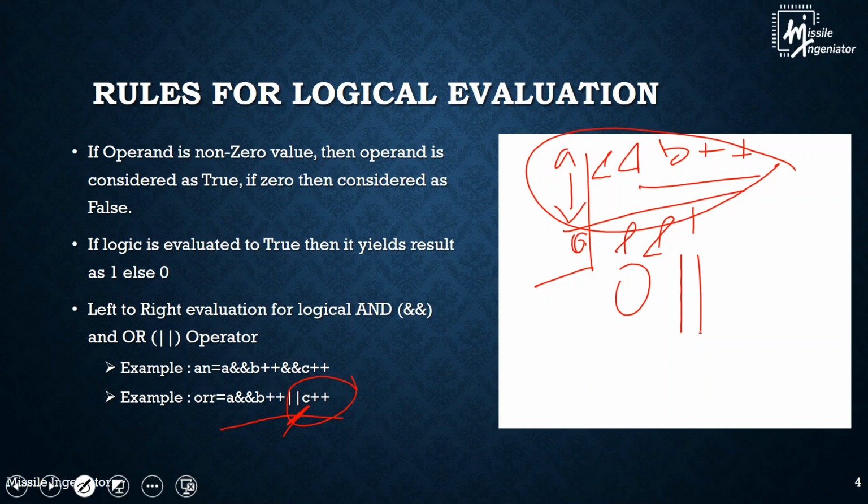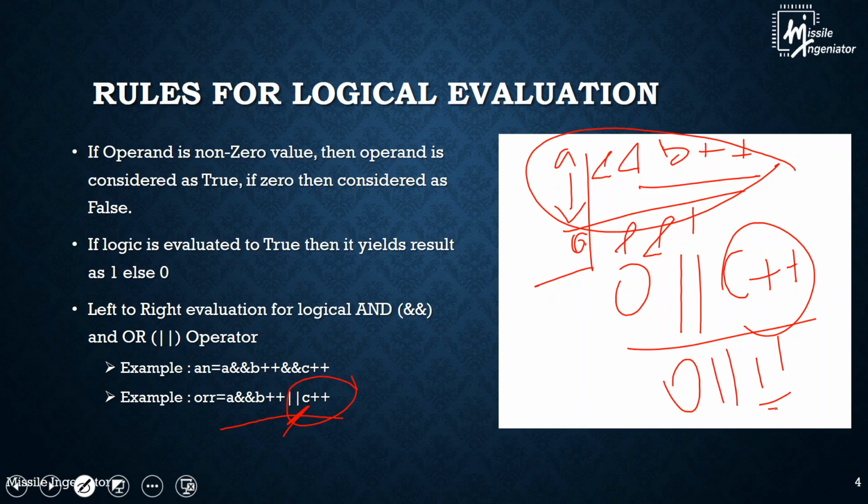In an OR operation, if either one of the operands has a positive non-zero value, then the result yields 1. If I say c plus plus here, 0 OR c plus plus, and the c plus plus value is 1, then 0 OR 1 gives the value 1.